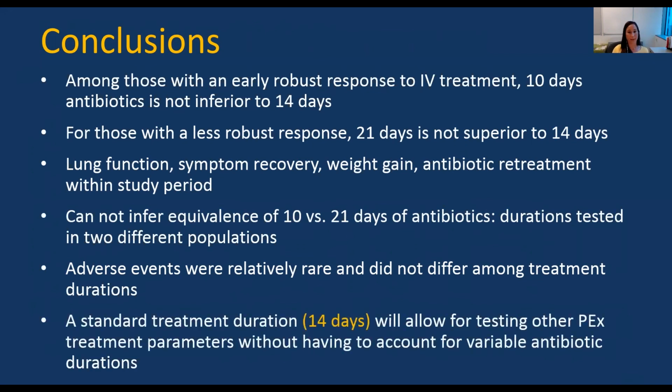So what does this tell us? I think it tells us that a standard treatment duration is possible. 14 days, clearly, 10 days is not inferior to 14 days, and 21 days is not superior to 14 days. So going forward, I think it's possible to standardize a treatment duration in pulmonary exacerbation, especially in research and trying to look at other treatment parameters without having to worry about variable antibiotic durations confounding results when trying to really control other treatment parameters. And what this may also do is entice drug development in this area.